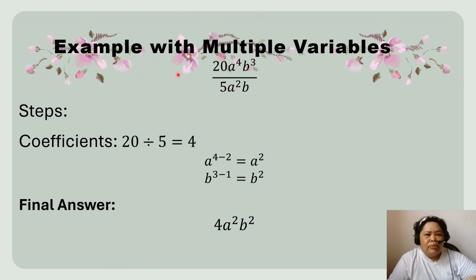Okay, let's have another. So we have multiple variables here: 20a to the power 4 and b cubed over 5a squared b. The coefficients: 20 divided by 5, so that's 4. Now for a, we have 4 minus 2, we have a squared. And for b, we have 3 minus 1, that is b to the power 2. So the final answer is 4a squared b squared.